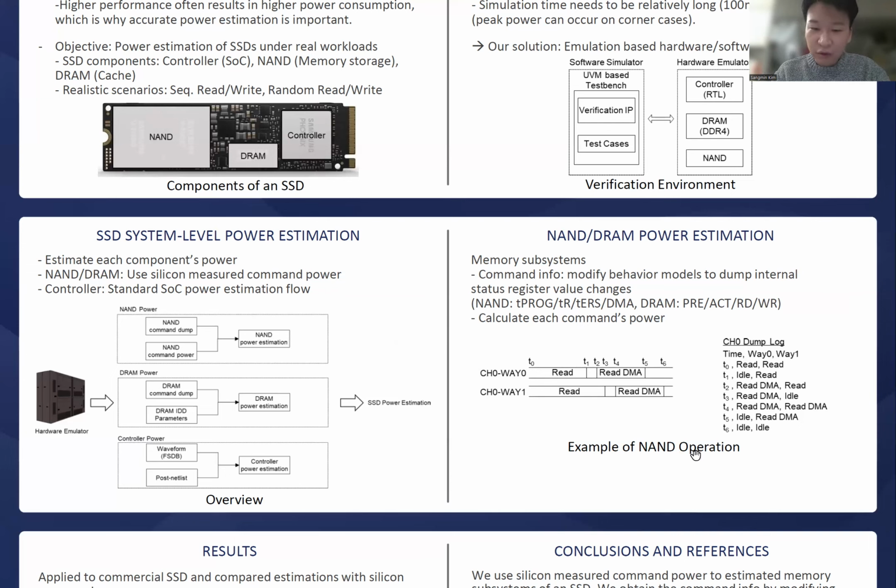So this figure shows an example of a one-channel, two-way NAND configuration. We can see that by looking at the dump log, we can check which command each way is running and also the length of each command.